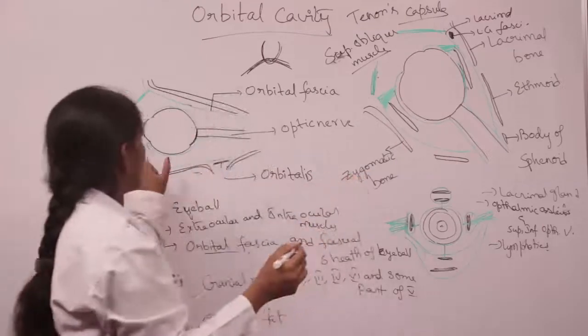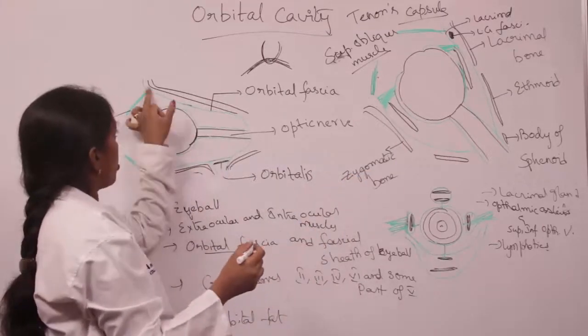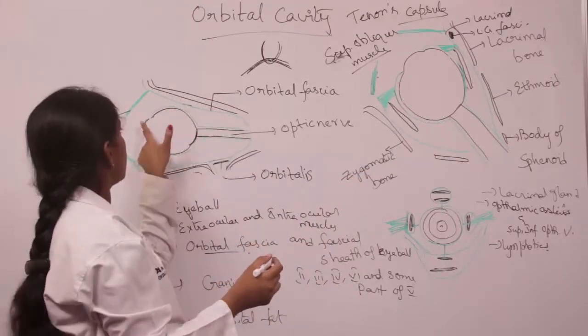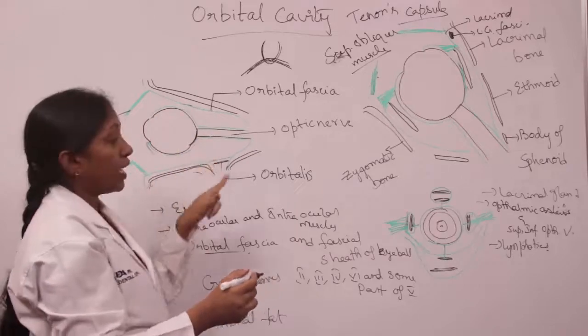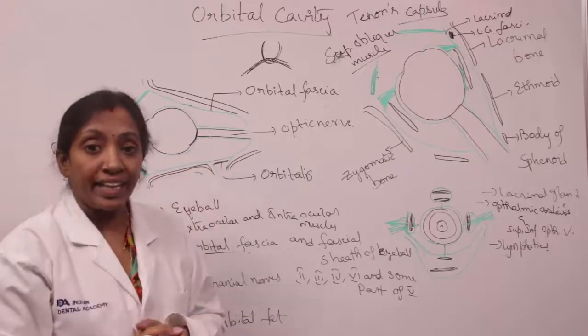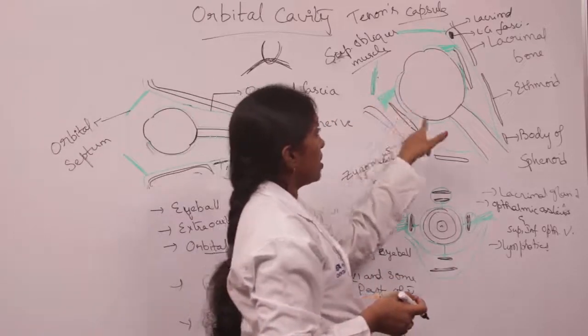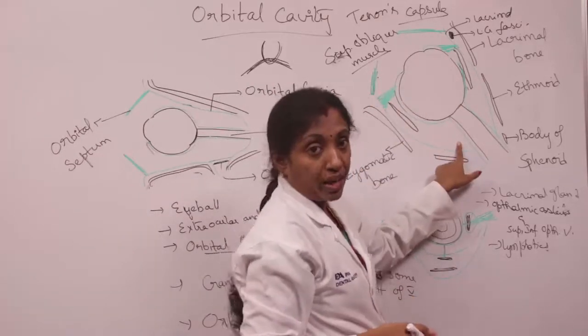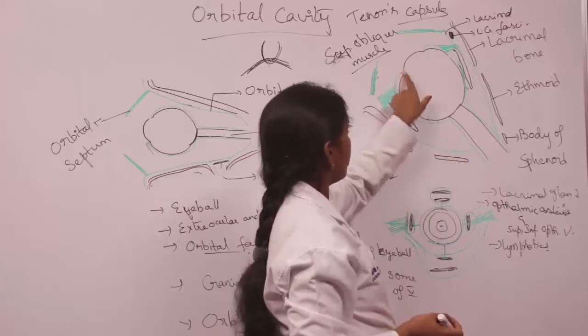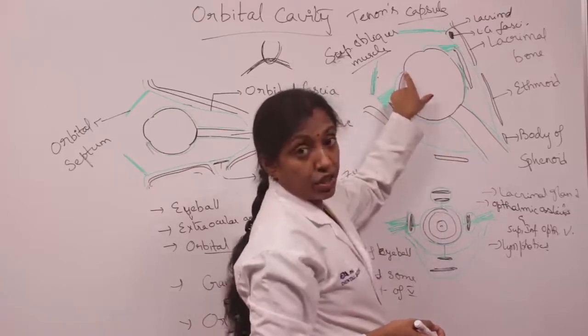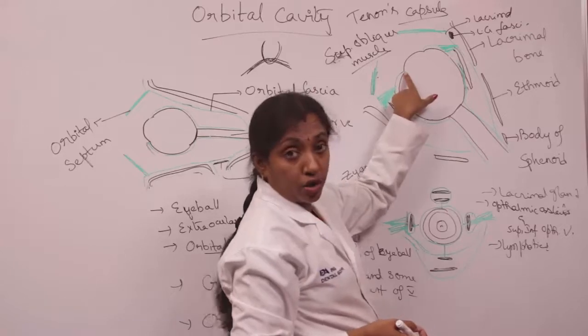We can see here the orbital fascia, and this is the facial sheath of the eyeball, or Tenon's capsule. Tenon's capsule covers the eyeball as well as the optic nerve. It covers the eyeball up to the corneoscleral junction.